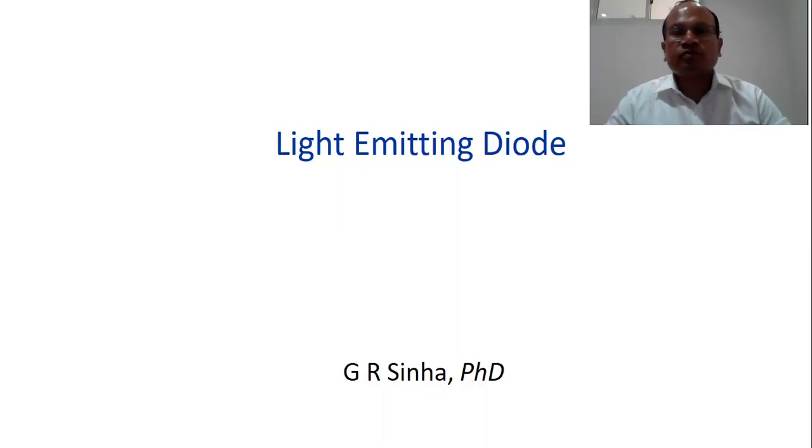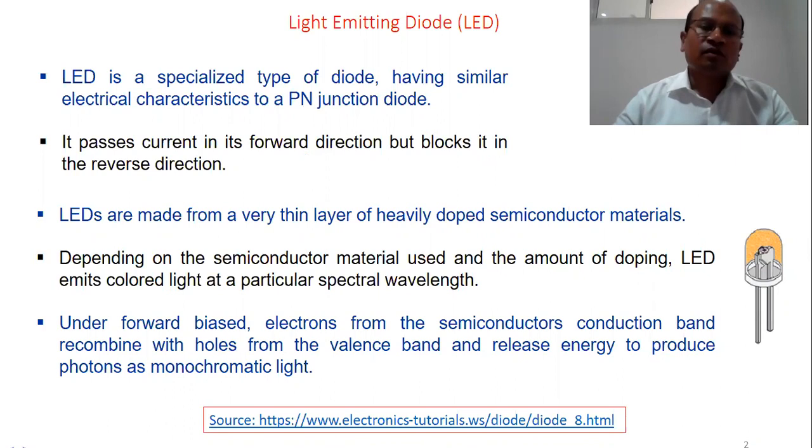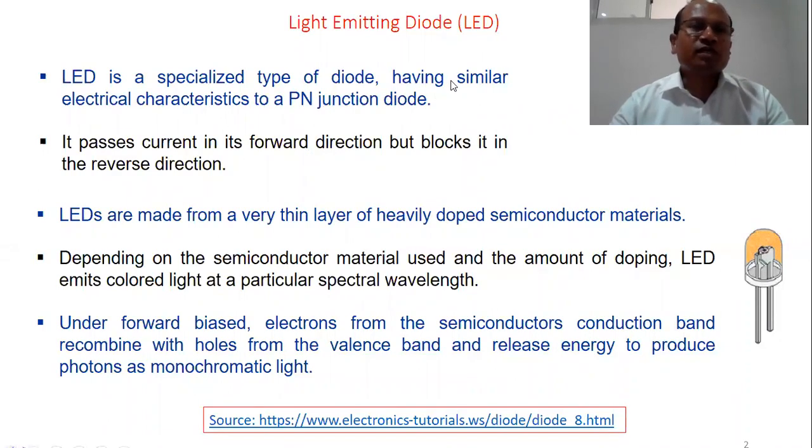In this lecture, we will discuss the ability of this diode to generate a light signal, which is a very important signal used in optical communication. As we can see here, LED is a special type of diode which has similar electrical characteristics to a PN junction diode.